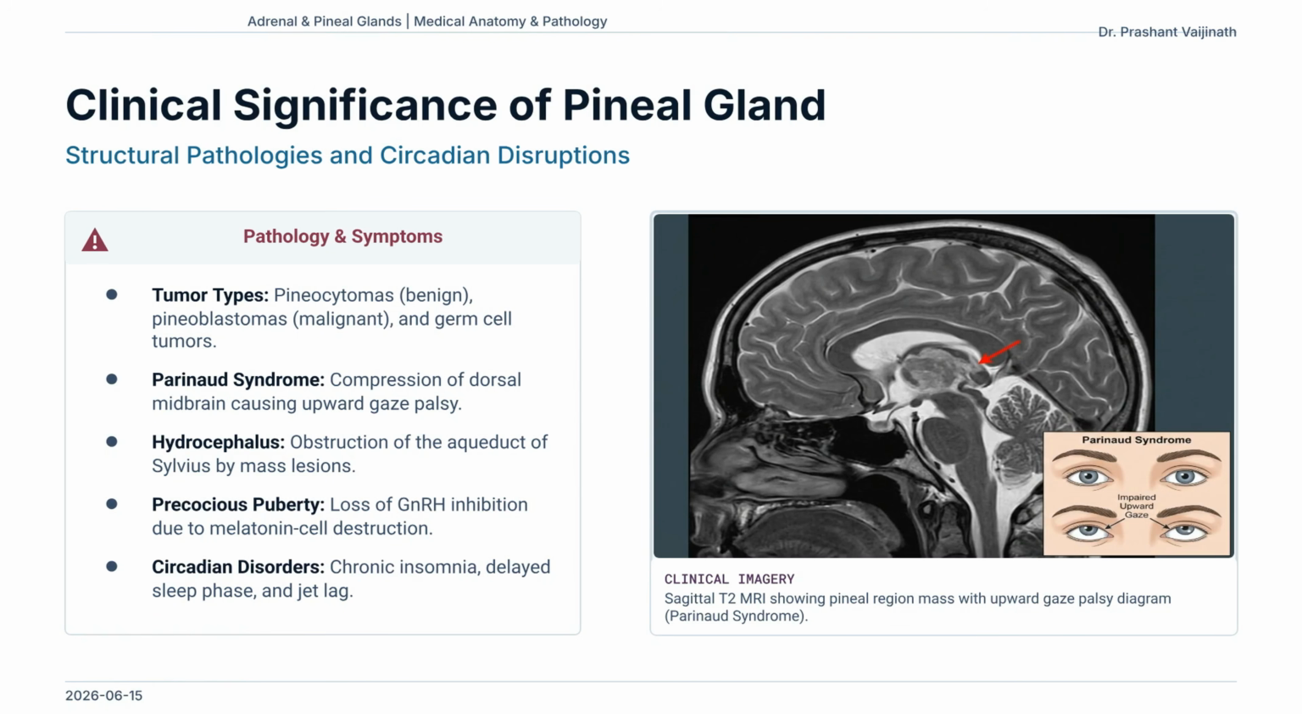Tumor types include pineocytomas, pineoblastomas, and germ cell tumors. Mass lesions can lead to Parinaud syndrome, causing upward gaze palsy and hydrocephalus, obstructing the aqueduct of Sylvius. Loss of melatonin inhibition can cause precocious puberty. Circadian disorders include chronic insomnia and jet lag.